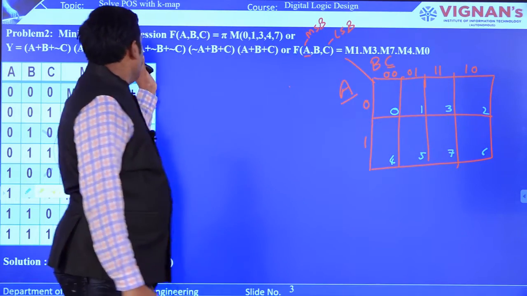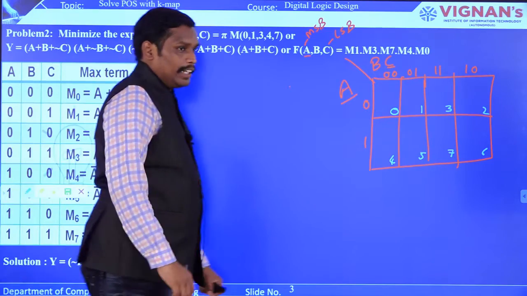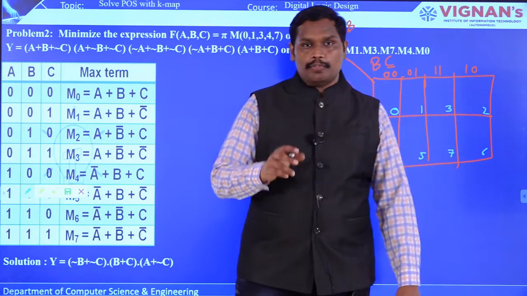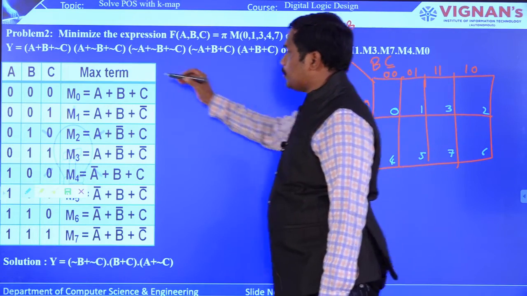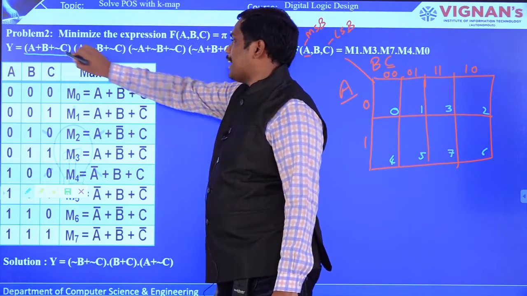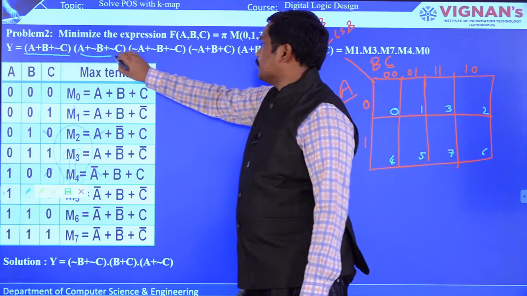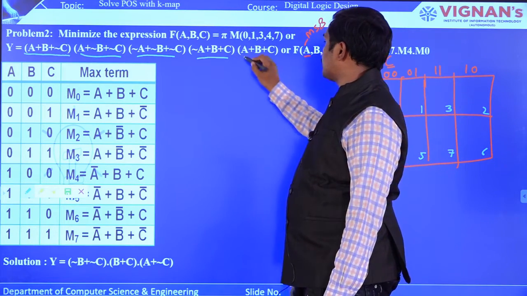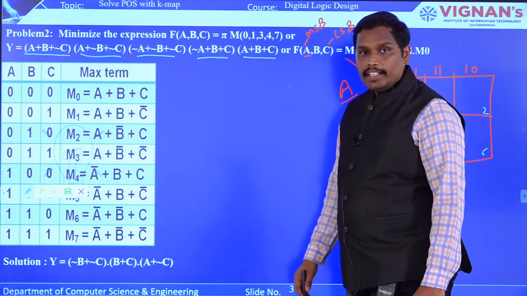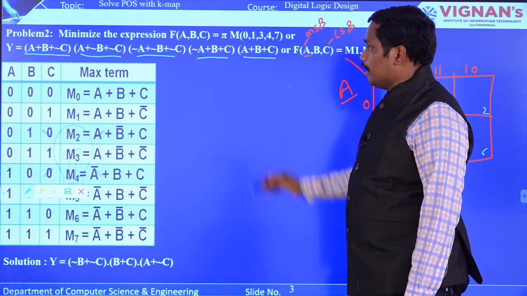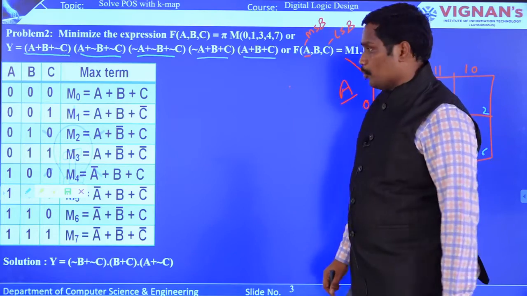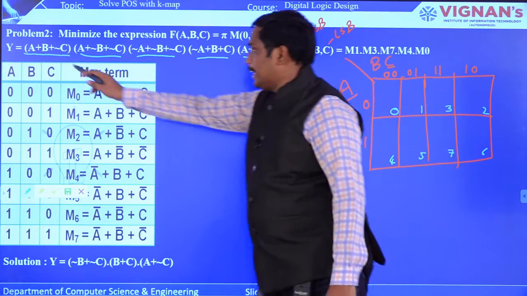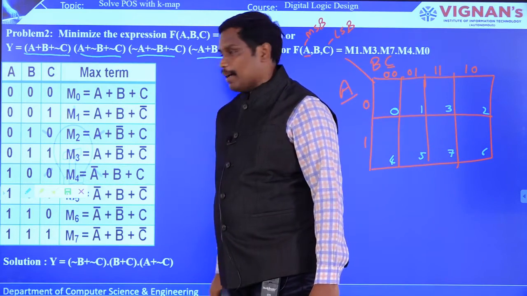So now you can see these particular terms, and you have to place zeros. For SOP you are placing 1 and for POS you are placing 0. So now you see the first max term, second max term, third max term, fourth max term and fifth max term, right? So there are 5 max terms, and when the POS is given, you have to fill the Karnaugh map with zeros.